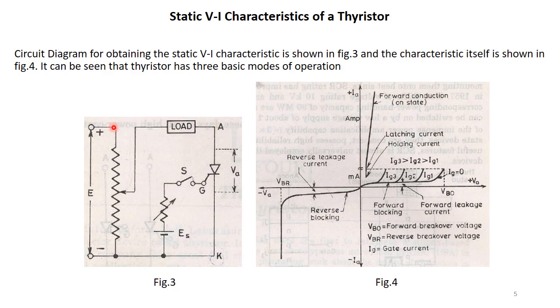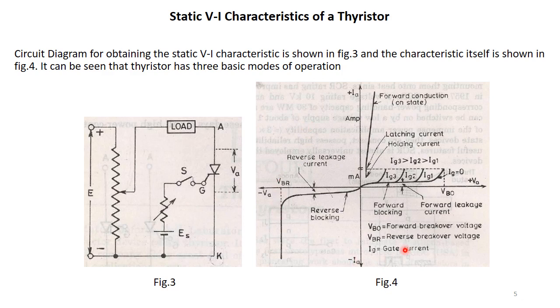Here, an elementary circuit diagram has been shown, which can be used to obtain this static VI characteristic shown in the figure 4. As you can see, the anode and the cathode have been connected to the main source of voltage through load via a variable resistor, so that we can control the anode current in the forward biased mode. The gate and cathode terminals are also connected via another source of voltage known as ES.